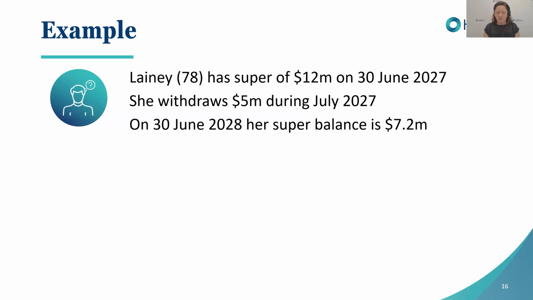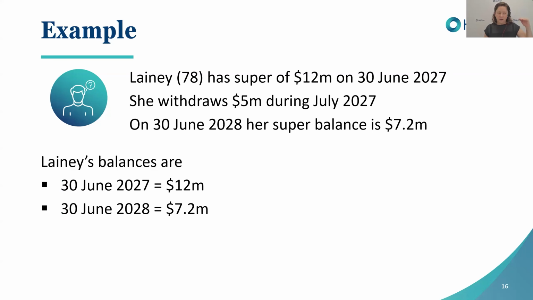So if we look at an example of Lainey, she's got a superannuation balance of $12 million on 30 June 27. Let's say she takes out $5 million on the 15th of July 27, so very early in the financial year. And then we get to 30 June 2028 and her super balance is 7.2. So we look at what was the balance at the immediately preceding year: 30 June 27, it was 12. Her balance at 30 June 28 is 7.2.